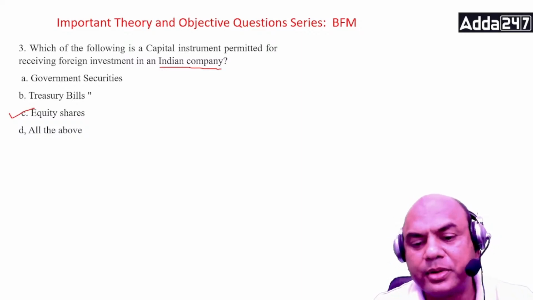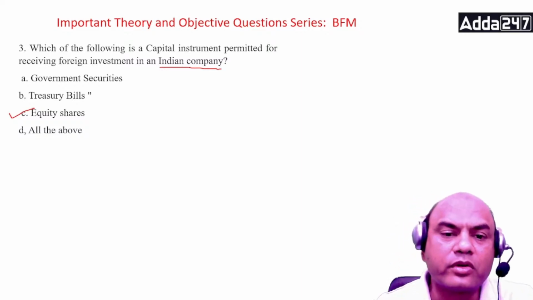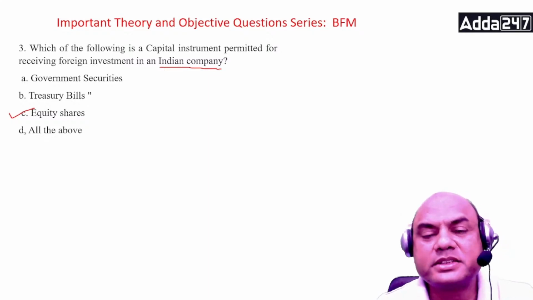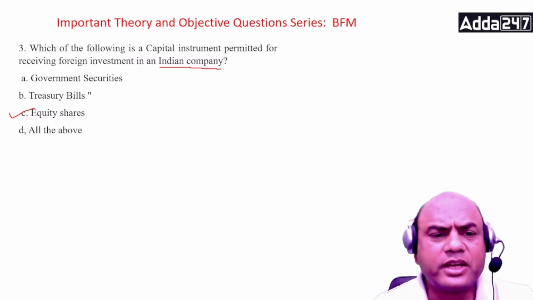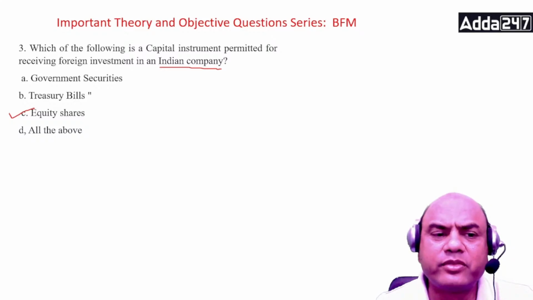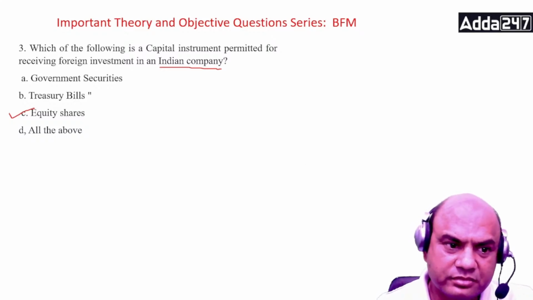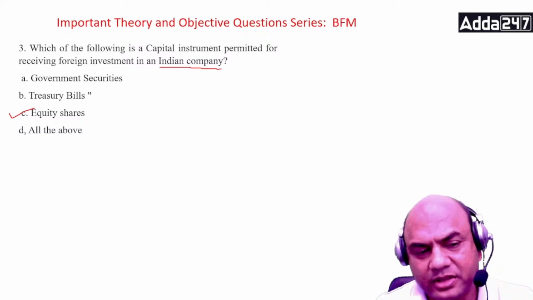Here we are talking of a company. When we are talking of a company, company means it is limited by shares. So anyone who wants to invest in that company will invest in shares. Now what are the other options given?